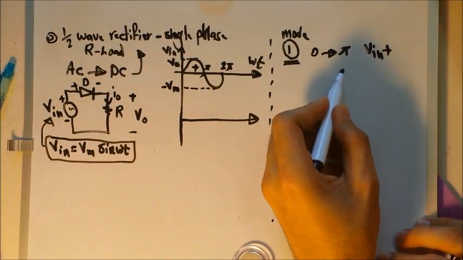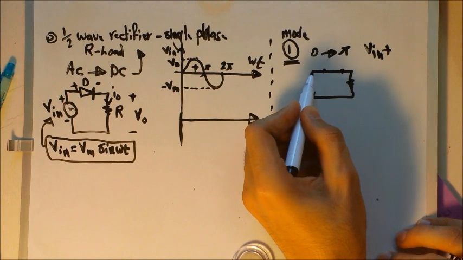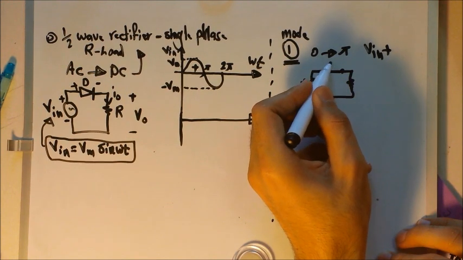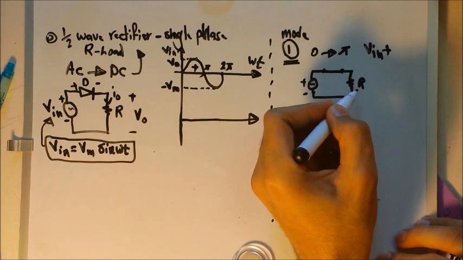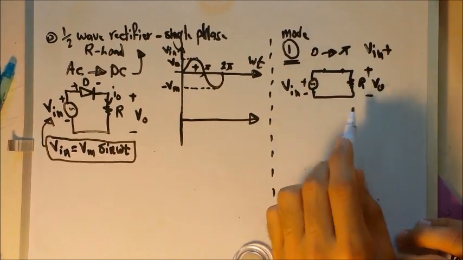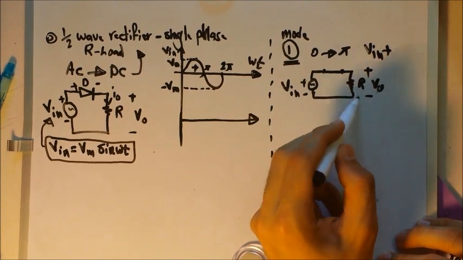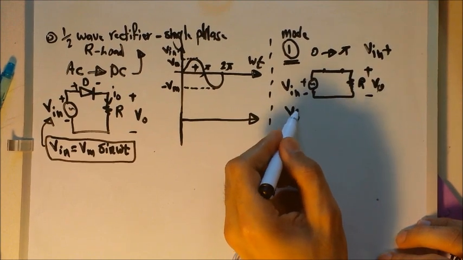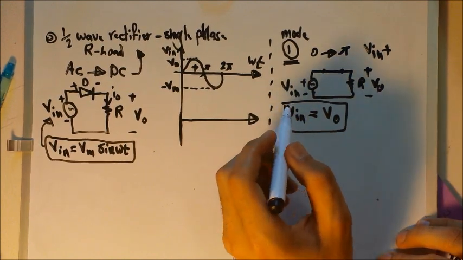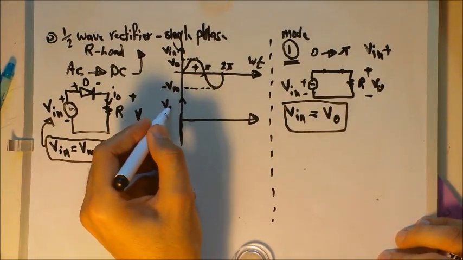So this is the circuit in the first half cycle: this is the source, positive, negative, this is the diode, and here is the resistor, and here is V input, and here is V output. In this case, because the source is parallel with the resistor, V input equals V output between 0 to pi.